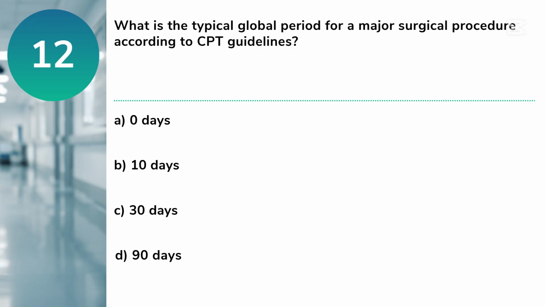Question 12. What is the typical global period for a major surgical procedure according to CPT guidelines? A. 0 days. B. 10 days. C. 30 days. D. 90 days.